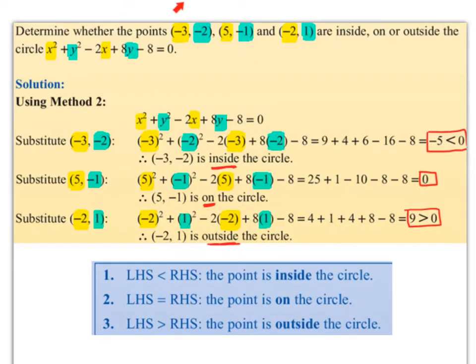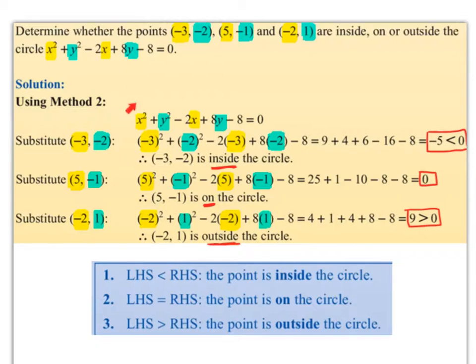Determine whether the points (-3, -2), (5, -1), and (-2, 1) are inside, on, or outside the circle x squared plus y squared minus 2x plus 8y minus 8 is equal to 0. So using method 2, here's our equation. So we're going to swap each of these x's for -3 with brackets, and each of these y's for -2 with brackets. And then we multiply out the left hand side, and we end up with -5. And -5 is less than 0, so the point (-3, -2) is inside the circle.